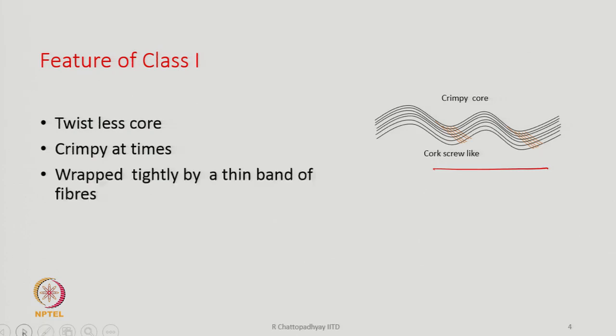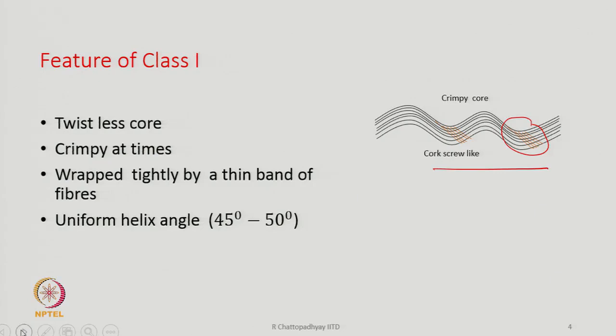Then the wrapper fibers are shown by these orange color fibers. They are wrapping it tightly. It is a thin band of fibers. Few fibers are wrapping the core. Sometimes you may find that one fiber is also wrapping the core, so it is a little bit random in nature. Most of the time, we will find a thin band of fibers wrapping such portions of the yarn. And the helix angle of these wraps is fairly uniform, that is 45 to 50 degrees. So, this is the typical feature of class 1 structures.